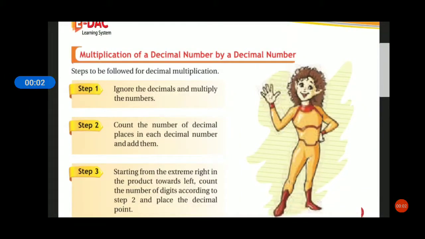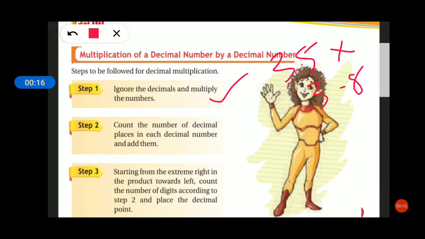Now we will continue with multiplication of a decimal number by a decimal number. In this we have 3 steps. Step 1 is ignore the decimals and multiply the numbers. Already I have said when you multiply a decimal number with a decimal number, you just ignore the decimal. So you need to multiply 35 into 38.